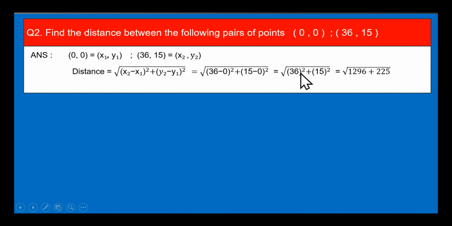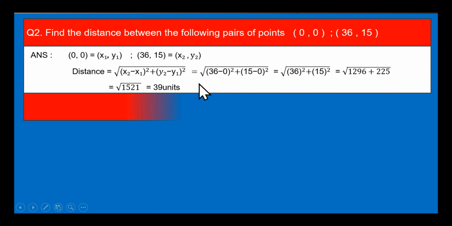36 minus 0 whole square is 36 square and 15 minus 0 whole square is 15 square. 36 whole square means 36 into 36, 1296, plus 15 square, 15 15s, 225. If we add these two, you will get root over 1521 and the square root of 1521 is 39. Wherever you find distance, you may write units. Therefore, the distance between the points 0, 0 and 36, 15 is equal to 39 units.